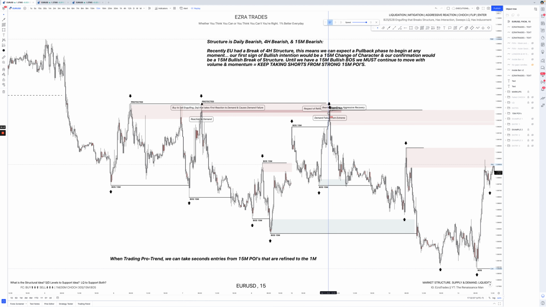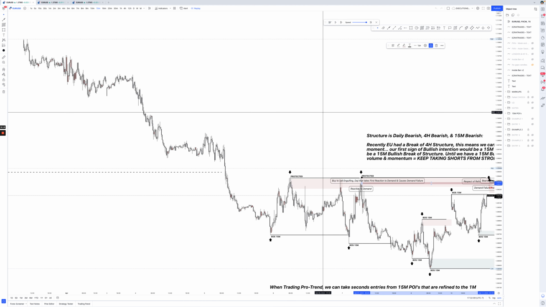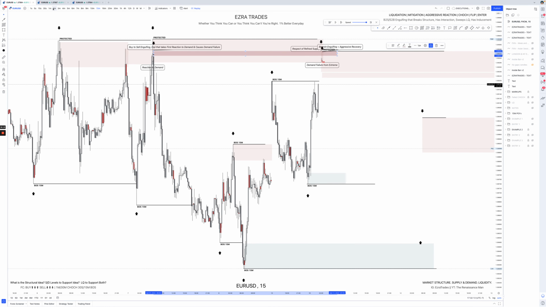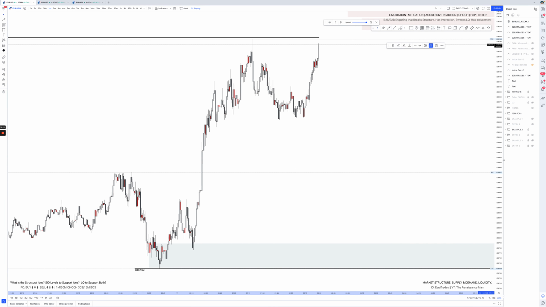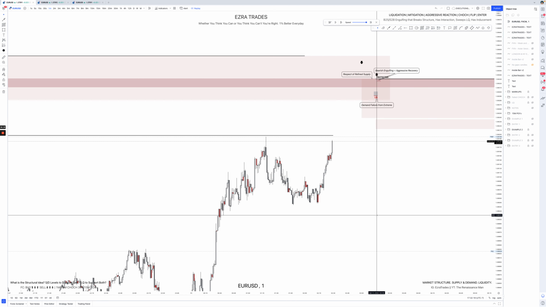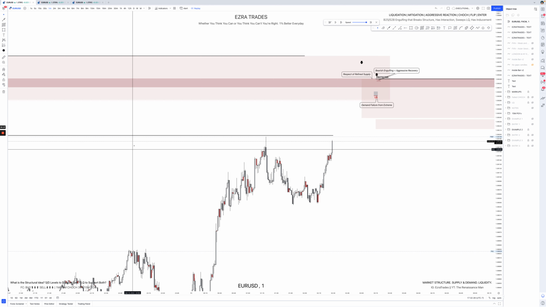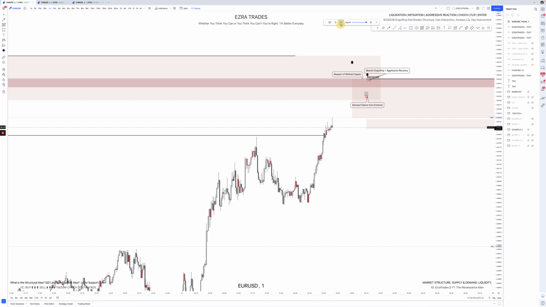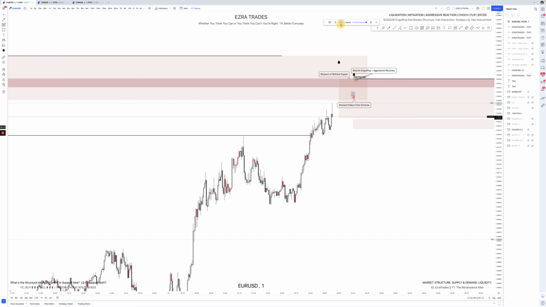So what we're going to do is wait until we get a reaction to this zone. We already know that if we get a reaction to the 15-minute and not the refinement, we need a 1-minute change of character. But if we get a reaction to the refinement, that's a 2-pip 1-minute zone, then we can take a seconds entry off of that. So we're going to wait to see when we tap into this. All right, let's keep going.